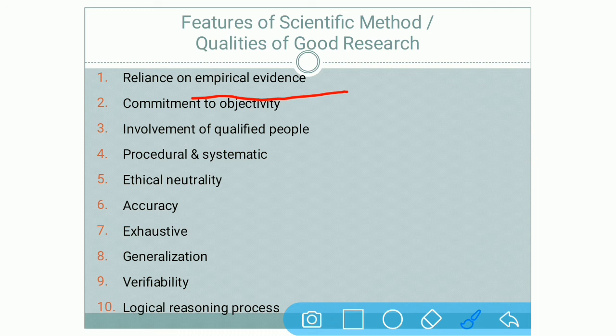So here the scientific method is based on evidences, that is on proof. But which proof? Those which are tried again and again. It does not directly accept anything which comes along the way. Then number 2 is commitment to objectivity. Objectivity means it is fully based on the goal and target only.